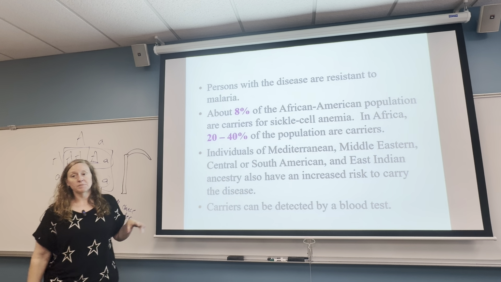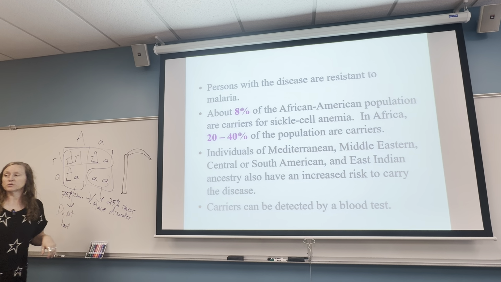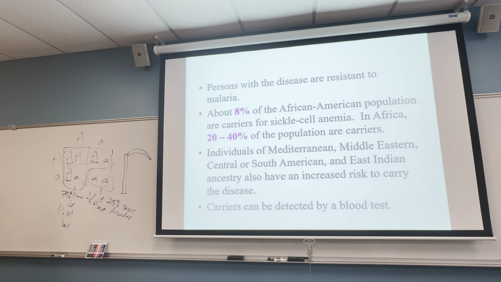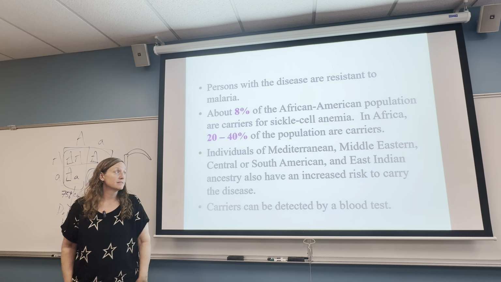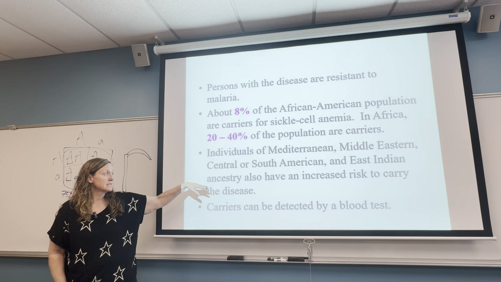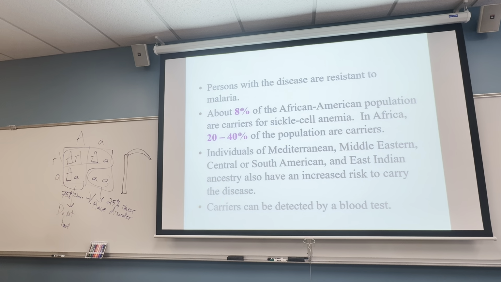It is most common in people of African descent. In the United States, about 8% of African Americans have sickle cell anemia or carry the gene. In Africa, it's about 20 to 40% of the population. It's also high in individuals who live in areas where malaria is high, like the Mediterranean, Middle East, Central and South America, and East India. So you see it higher in those populations as well.